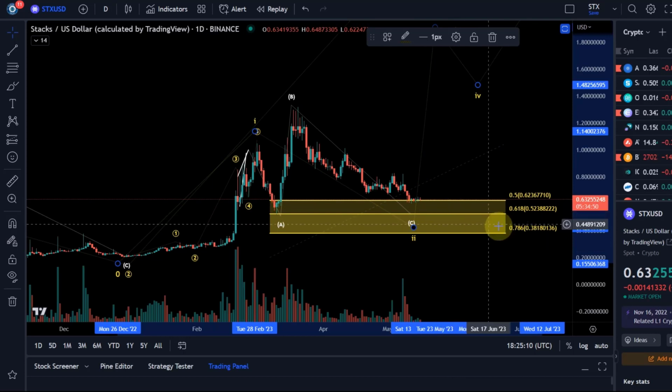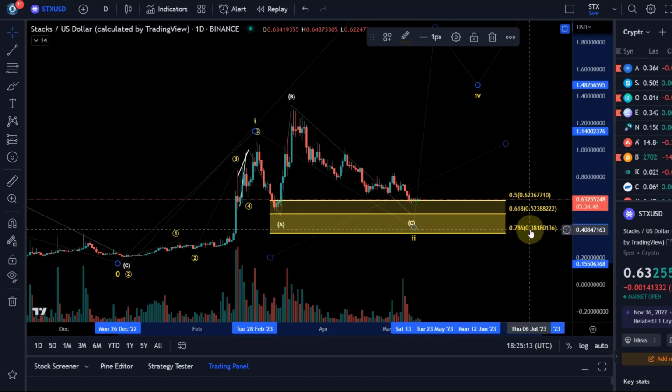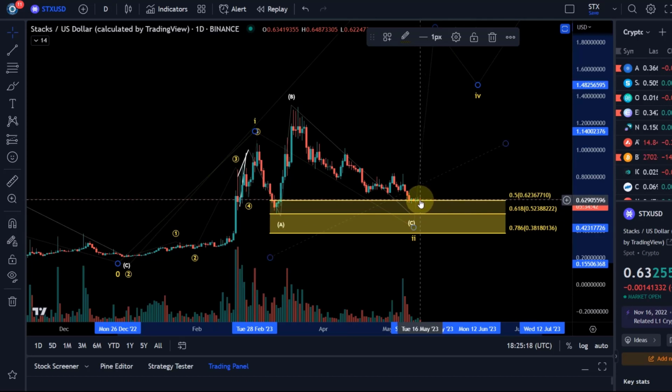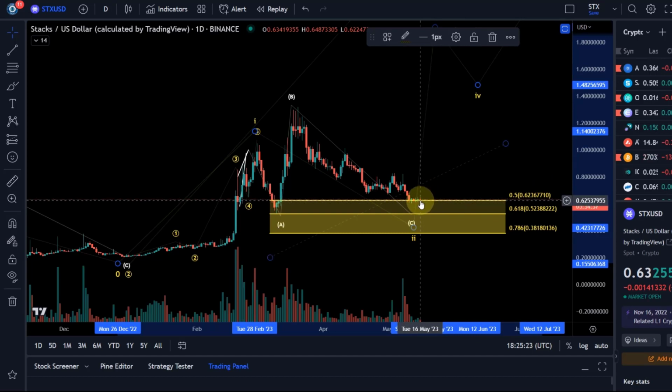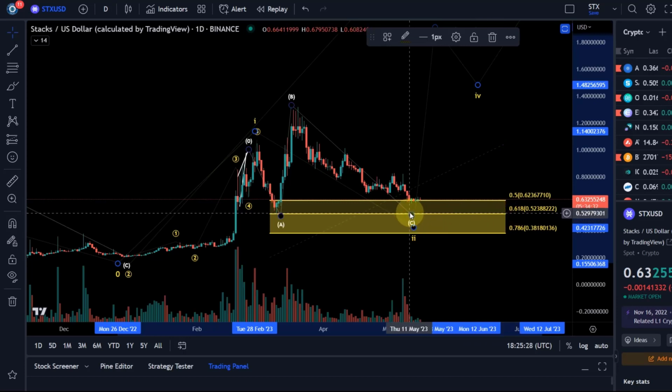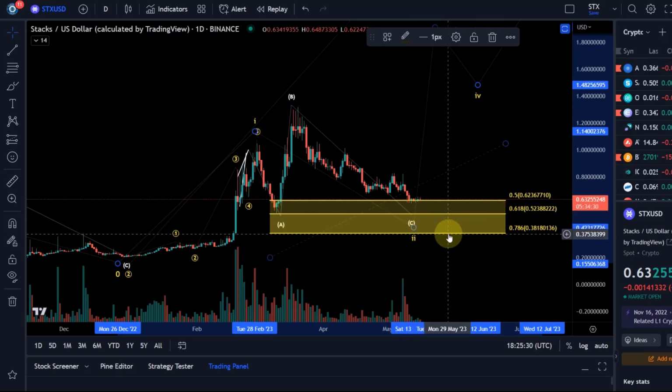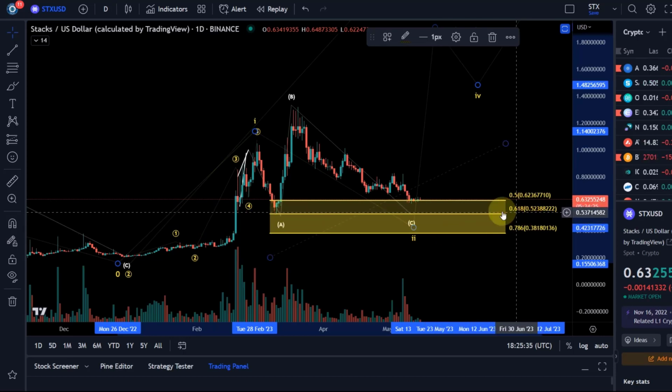Ideally, price does not break and sustain below 38 cents. It has now reached a 50% retracement. Next target, if we break below the 62.3 cent level, which is that 50% retracement level, would be the golden ratio, the 61.8 retracement, and after that, the 38 cent level at the 78.6 retracement. So 62.3 cents, 52.4, and 38.1 cents are the support areas that are relevant for the wave 2.